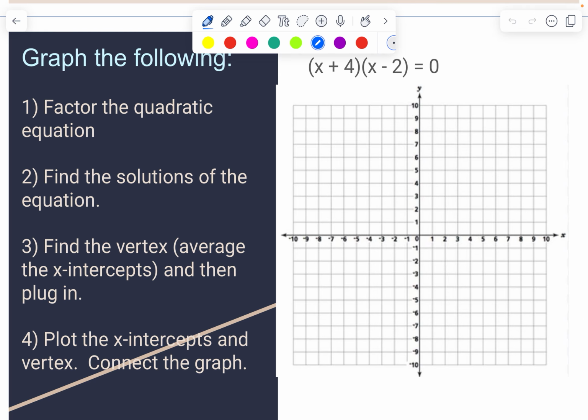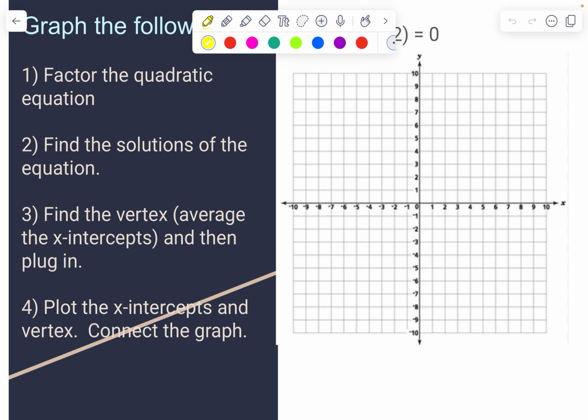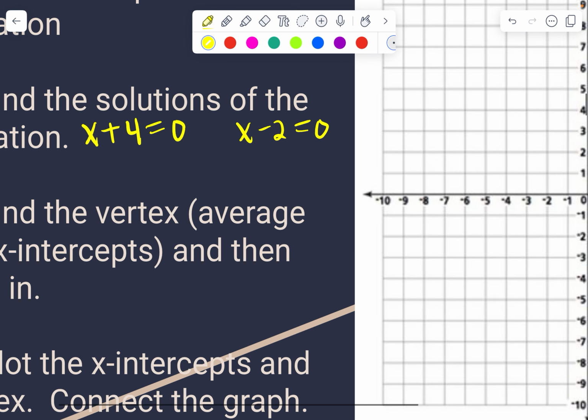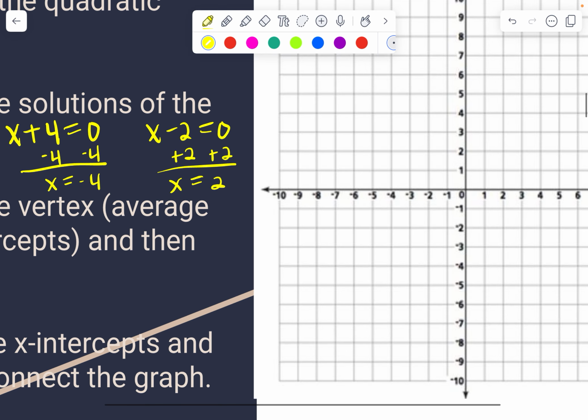So step 1 says factor the equation. This equation's already factored for us. Step 2, find the solutions. So from my equation, I know that x plus 4 is 0 and x minus 2 is 0. So solving these, I would get x is negative 4 and x is positive 2. So I'm going to put those on my graph right away.